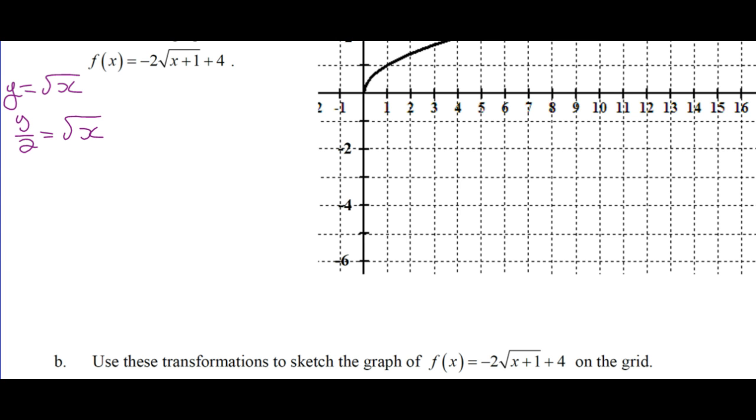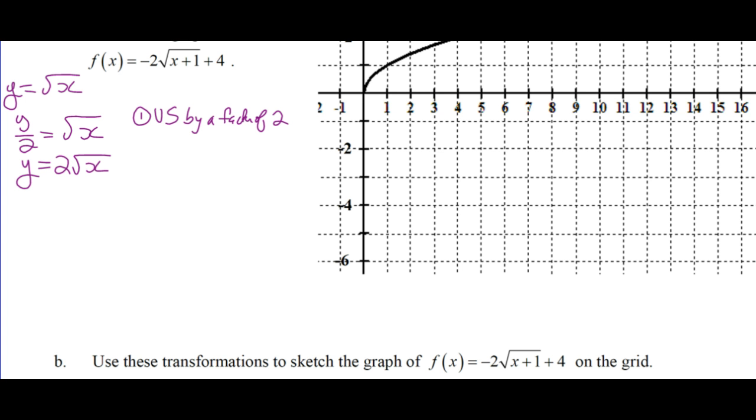So y was replaced by y over 2. This is a vertical stretch by a factor of 2. Okay, now let's simplify, right? So we're going to write y equals 2 root x. So we did it. Now let's just move it over.